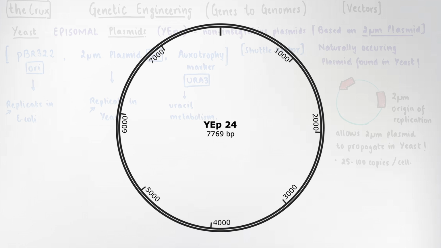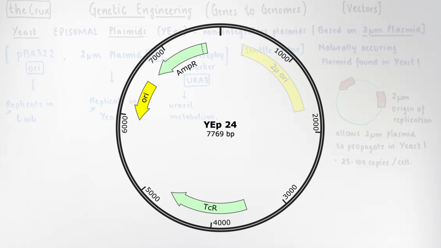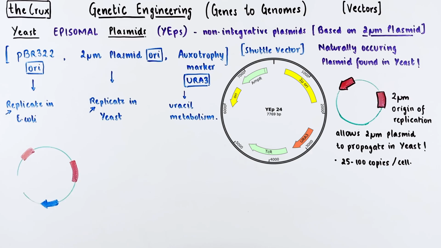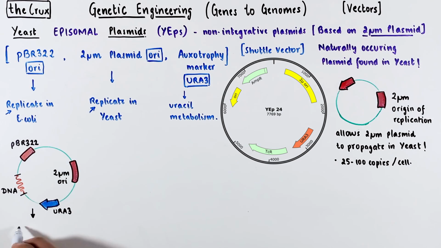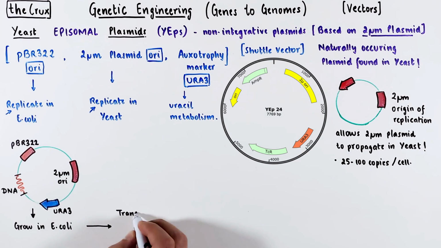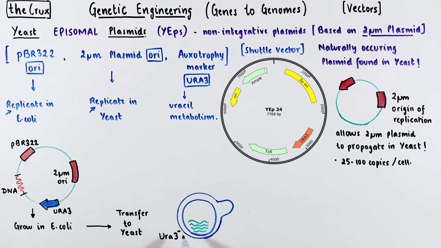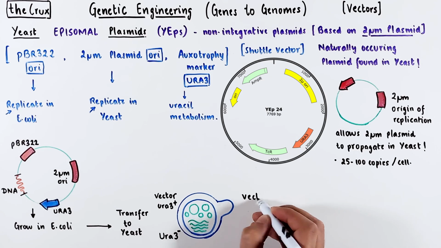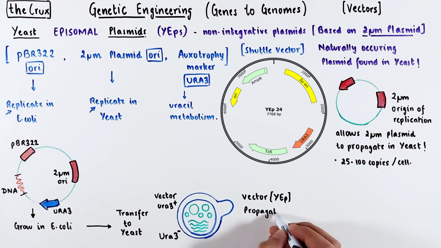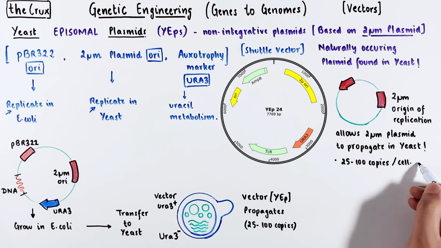Here's an example of an episomal vector. It uses all the components of pBR322. It has the antibiotic marker for propagation in bacteria, the pBR322 origin of replication for bacteria. In addition, it has the 2-mu origin of replication and the URA3 gene. You can now use this plasmid to insert your DNA of choice, grow it in bacteria, and then transfer it to yeast. The host will be URA3 negative because the vector has the complementing marker. Once the vector is inside the yeast, it can propagate at around 25 to 100 copies per cell because of the 2-micron origin of replication.